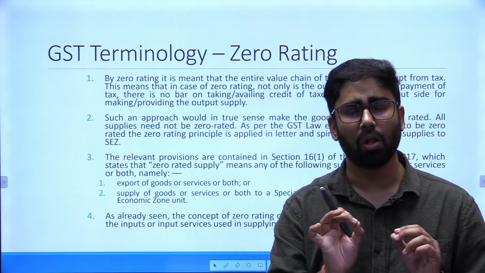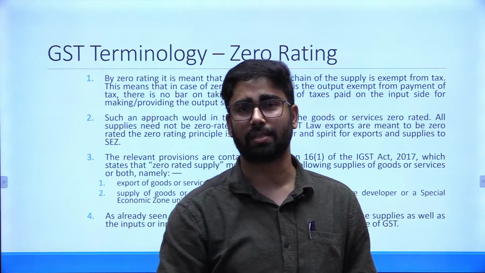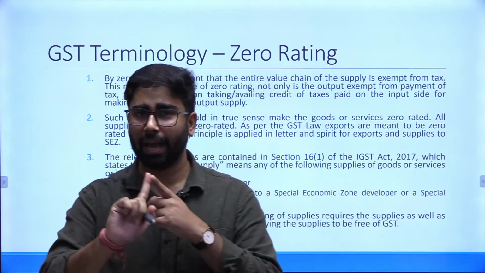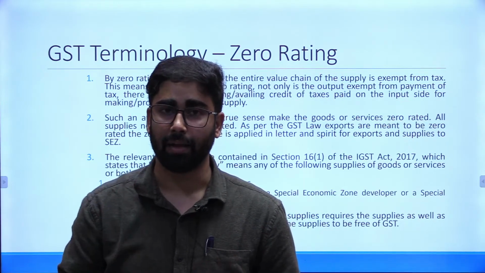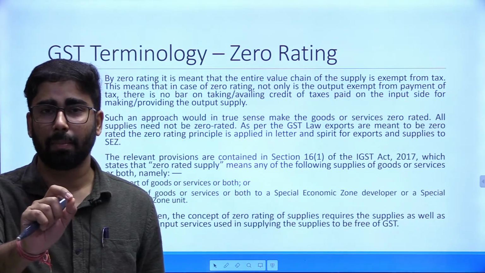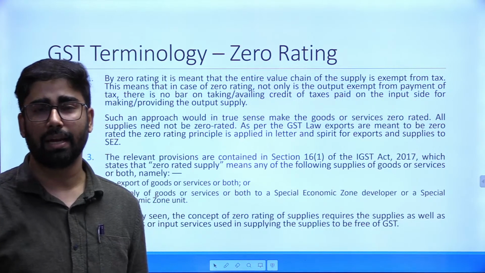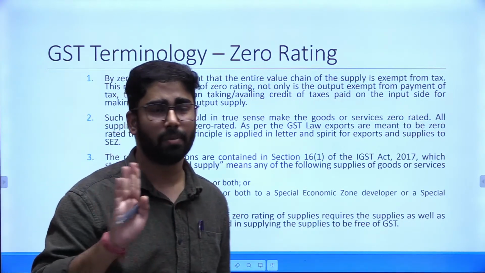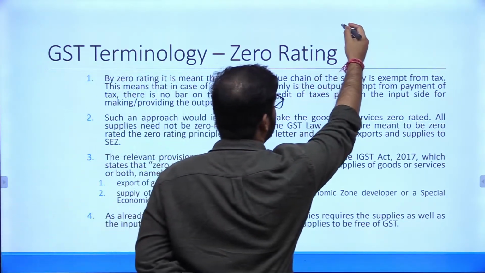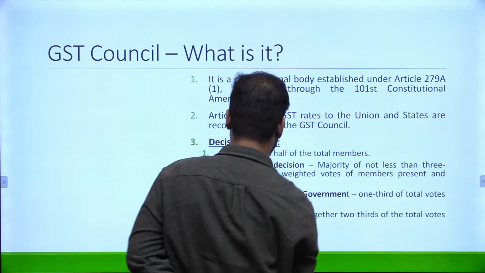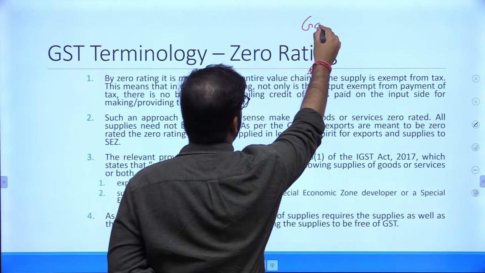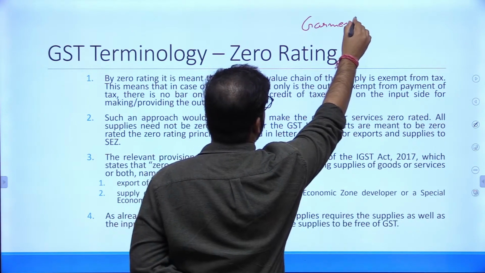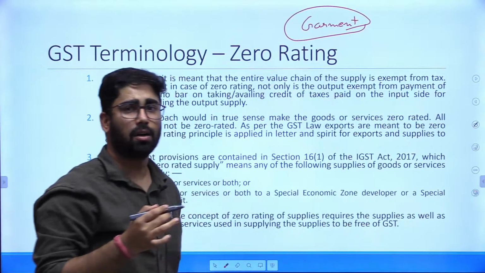Zero rating is also very easy to understand. देखिए दो चीजें होती हैं, एक होता है टैक्स से एग्जेम्पशन, एक होता है आपका जीरो रेटिंग. Now मान लीजिए कि किसी गारमेंट पे डिक्लेयर कर दिया जीएसटी काउंसिल ने कि it is exempted from tax. So there is a tax exemption on garments. Let's suppose there is a garment on which GST Council has declared exemption.